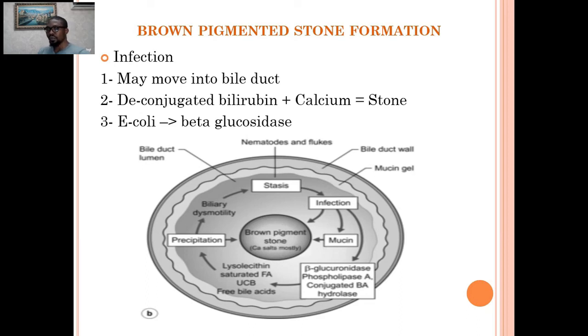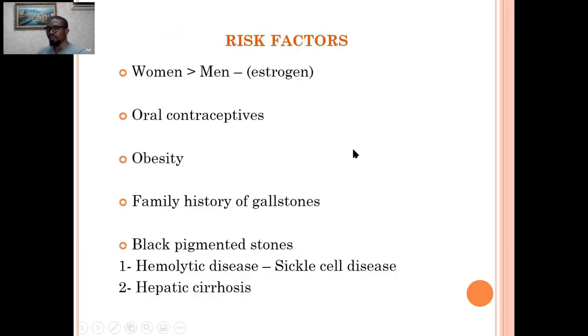Now, in general terms, women are more at risk of developing gallstones than men because estrogen, unfortunately, increases cholesterol stone formation. Also, the use of oral contraceptives that contain estrogen is another risk factor. Obesity is another common risk factor of developing cholesterol stones. Now, black pigmented stones or bilirubin stones are seen in persons with hemolytic disease, for example, sickle cell disease. It can also be seen in some cases of liver cirrhosis.